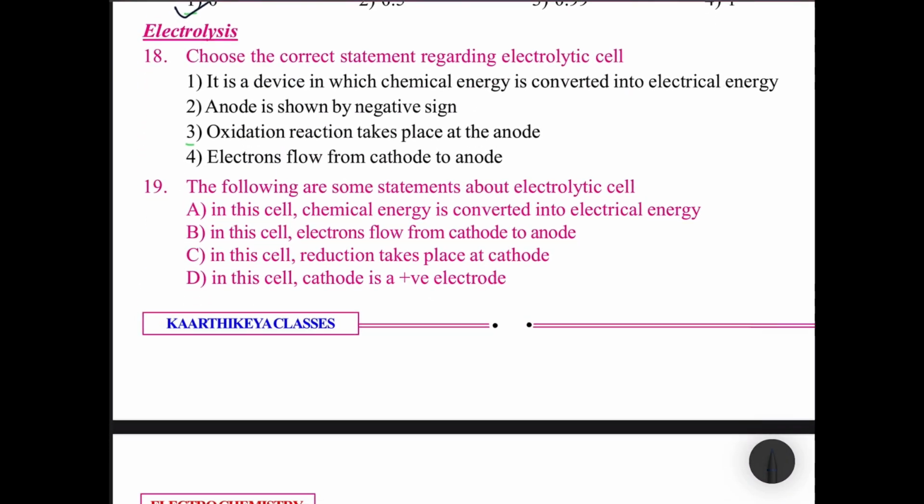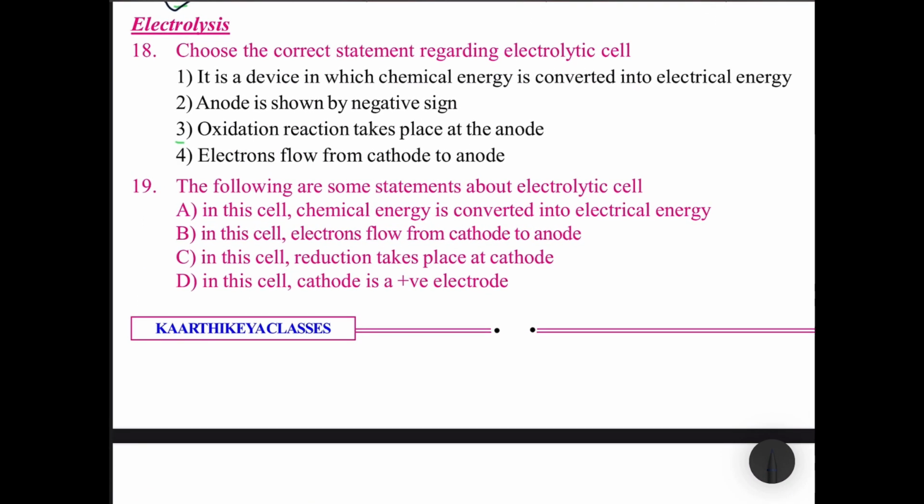Electrolysis. This is one very, very good one. Choose the correct statement regarding the electrolytic cell. See, in an electrolytic cell, there will be cathode and anode. At cathode, reduction takes place. At anode, oxidation takes place. Oxidation reaction takes place at anode is the right statement.